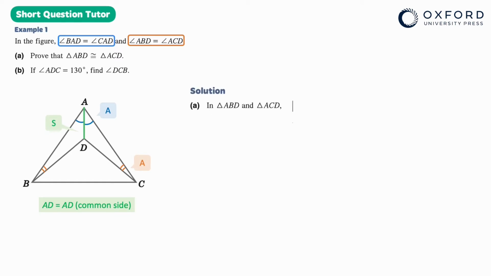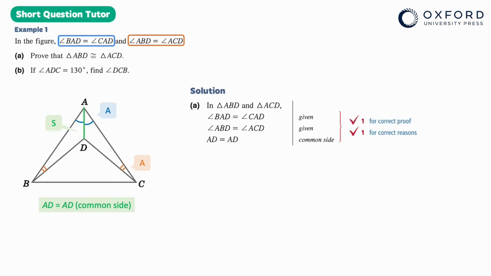In triangle ABD and triangle ACD, angle BAD equals angle CAD. The reason is given. Angle ABD equals angle ACD. The reason is given. AD equals AD. The reason is common side. 2 marks in total will be given for the correct proofs and correct reasons.